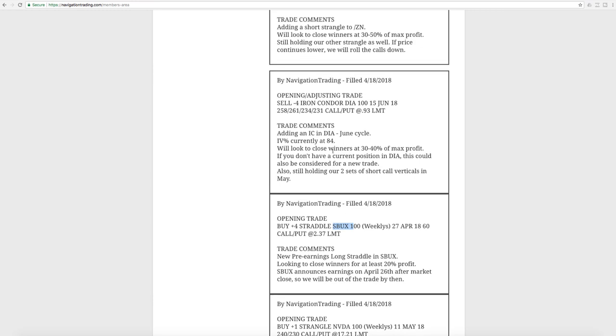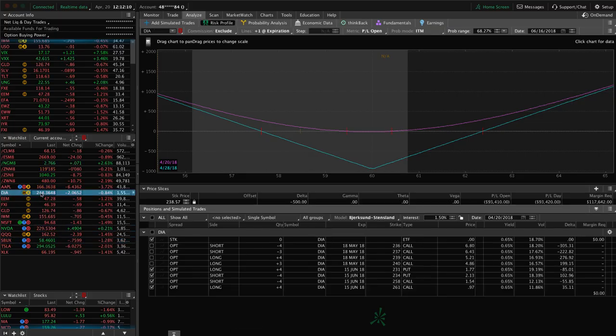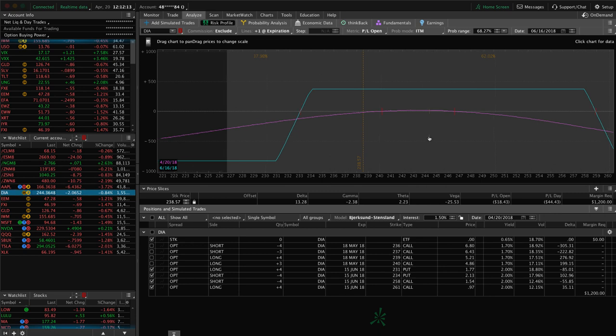Next trade was an opening adjusting trade in DIA. So we added another iron condor in DIA in the June cycle. IV percentile popped up to 84 at that time. And then we have the short call verticals still on as well. So if we take a look at DIA, we've got three different positions on.